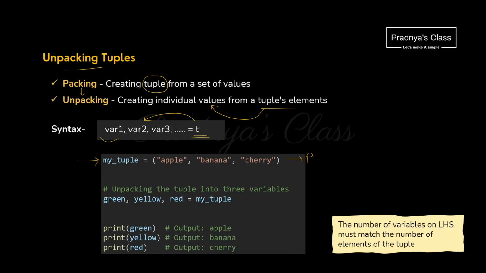Please note down this. The number of variables on the left hand side should be equal to the number of elements of the tuple. Have a look at the example. This is the name of the tuple and here we are writing the different variables. There are 3 elements in the tuple, that's why there are 3 variables. Next we are just printing the value which will get stored on these variables. With unpacking we are separating out the tuple elements and storing them in different variables.